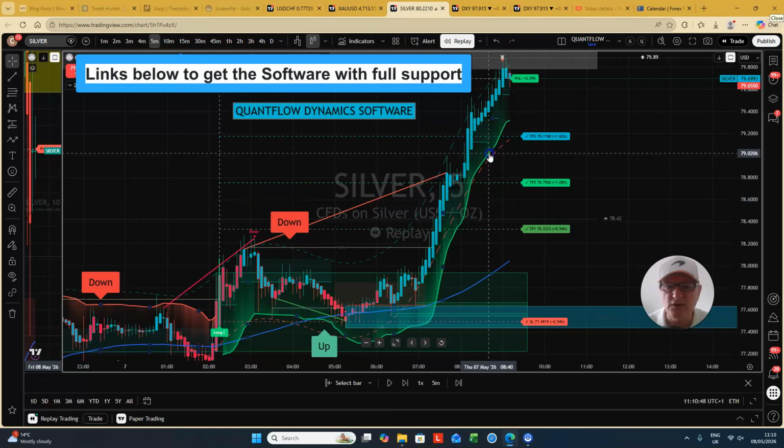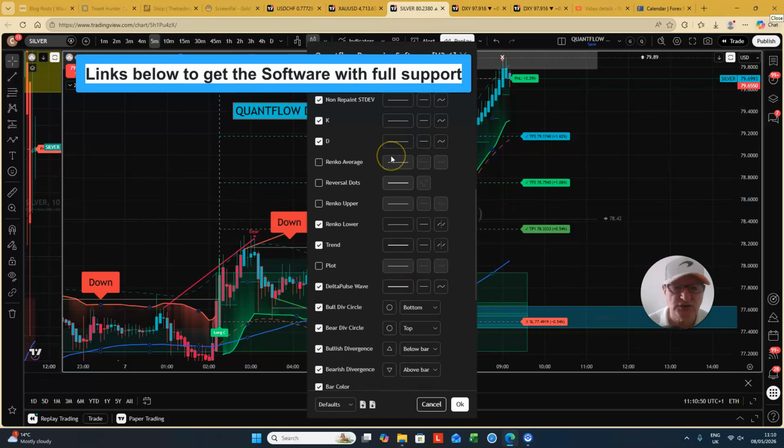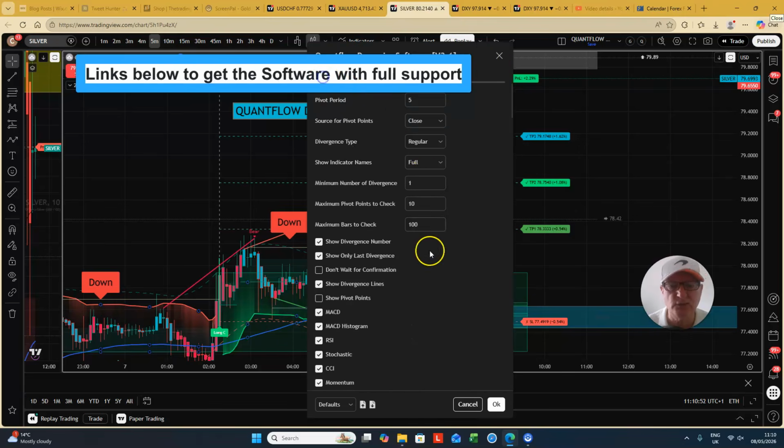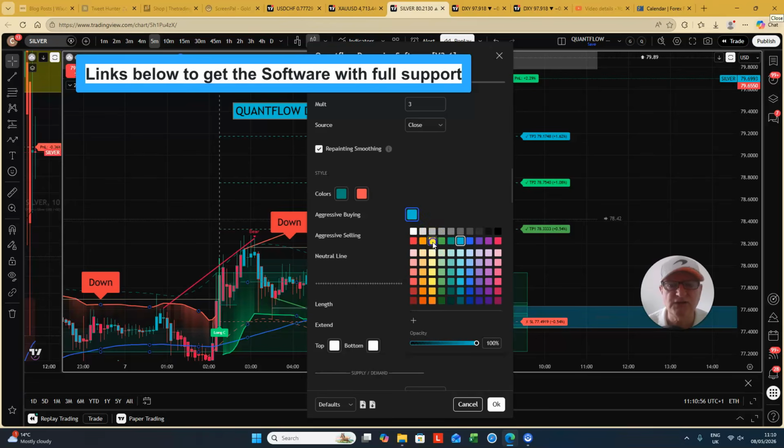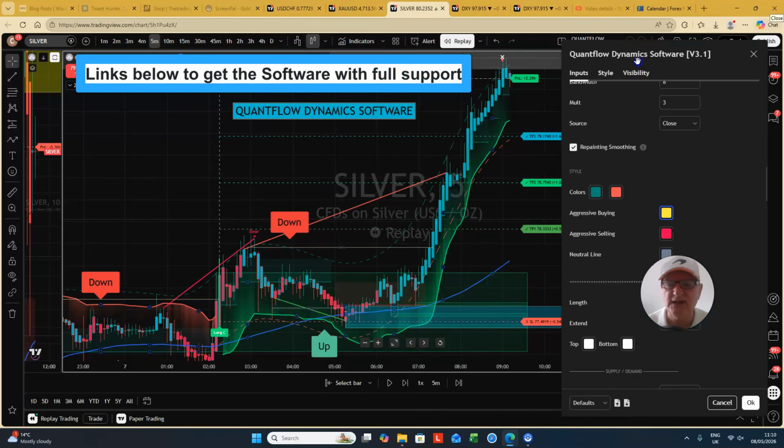So I've got a turquoise color here. You can choose the colors in the software. And so as an example, I've got this color here. I can choose yellow. I can choose any color I like. And there's your yellow. If you want it brighter, then you can do that. Let's keep it for that for the moment.